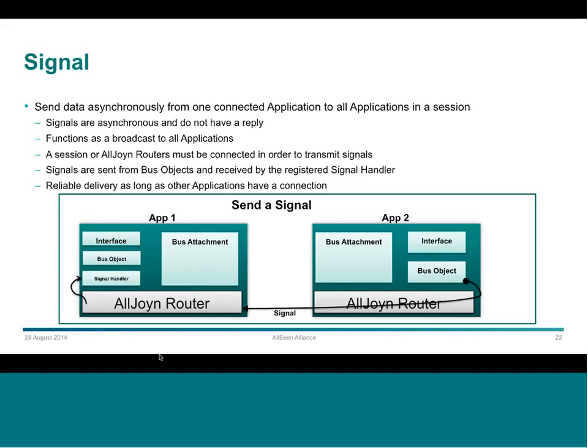So the way that this works is a bus object emits a signal. It travels through the AllJoyn Software Framework, through specifically the AllJoyn router, and passes it up into your signal handler and calls that method.